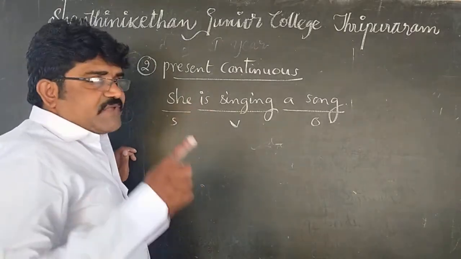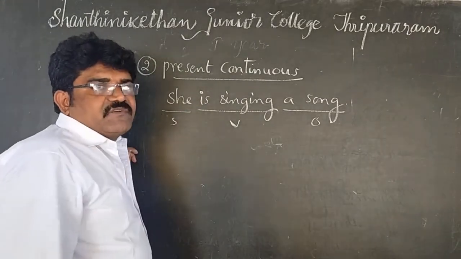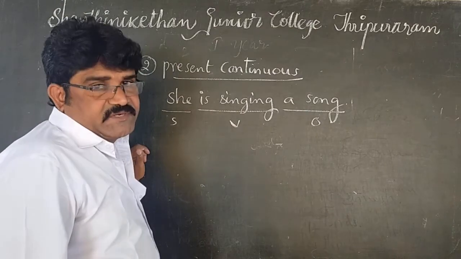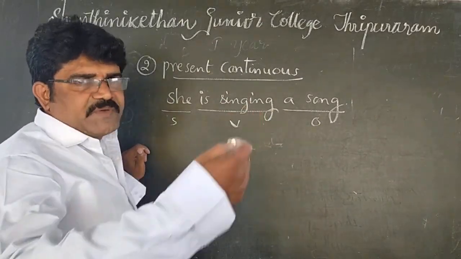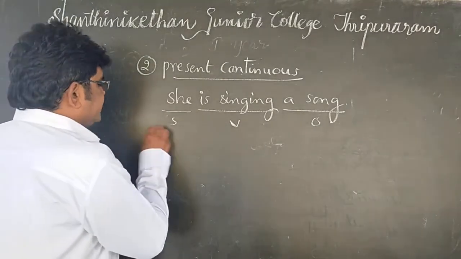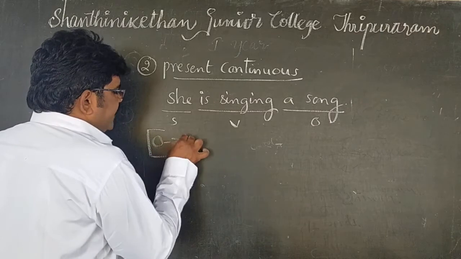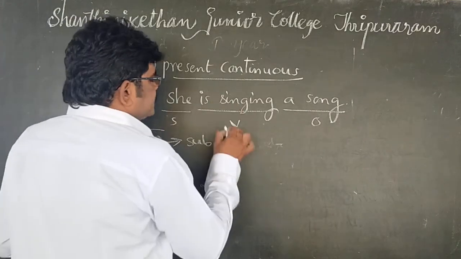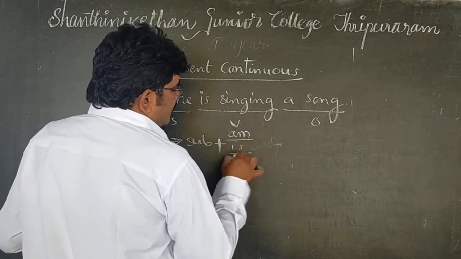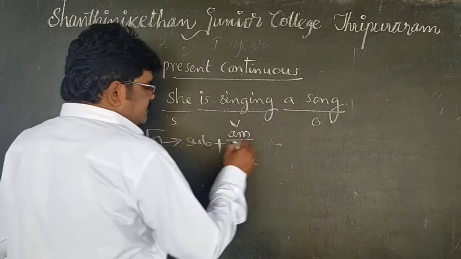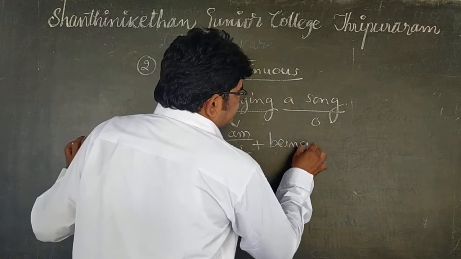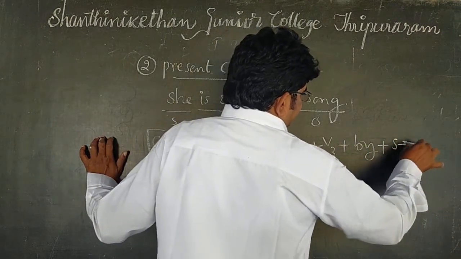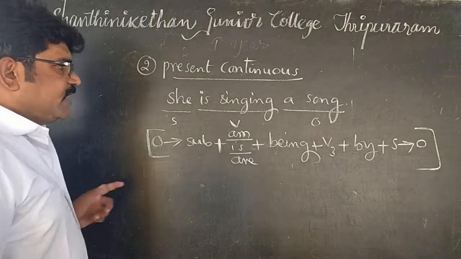In the earlier sentences, we had to find only the first form of a verb. But here, it is in continuous. It is in present continuous tense. Then how can we convert from active voice to passive voice? Let us start the structure. As usual, the object becomes the subject. Then use either am, is, or are according to the object. After that use being, and the third form of the verb, by, then the subject becomes the object. It is the structure.